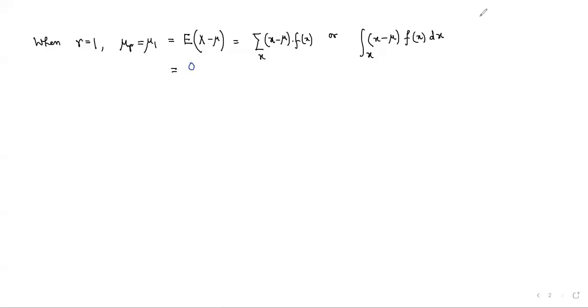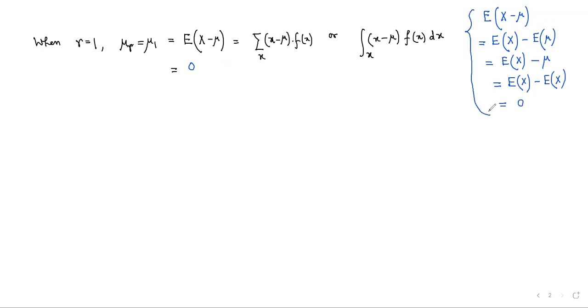Why is it so? We can think of the reason in two ways. First of all, we can directly calculate it. We know some basic properties of expectation. We can write this as expectation of x minus expectation of mu. And since mu is constant and the expectation of any constant is that constant, this would be mu. And again, expectation of x is nothing but mu by our choice of symbol. And therefore, this becomes 0. This is one way of thinking.